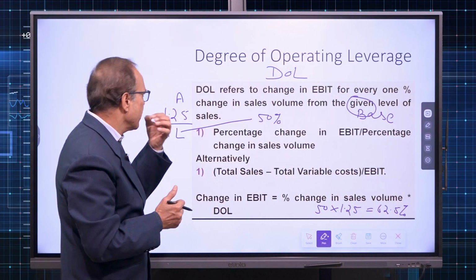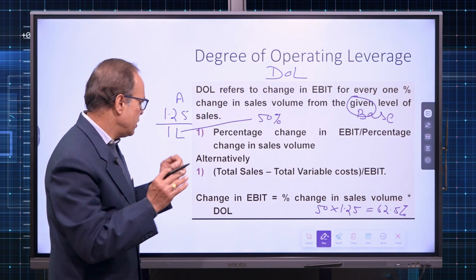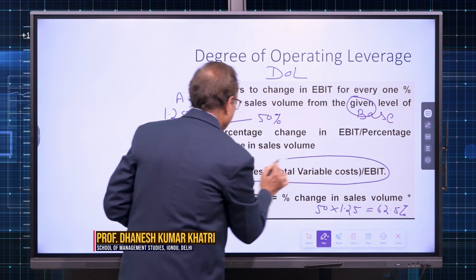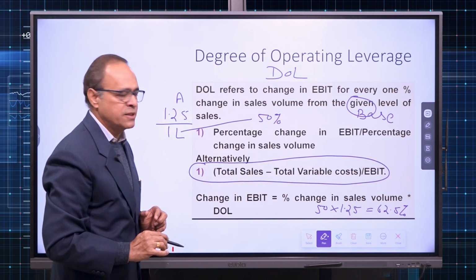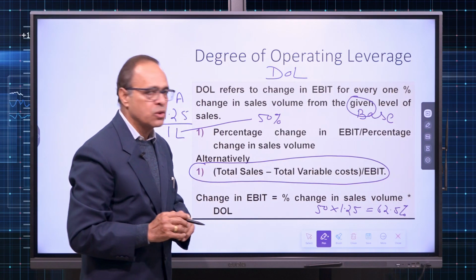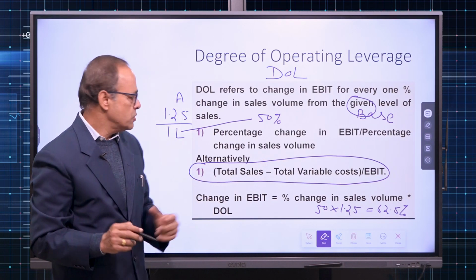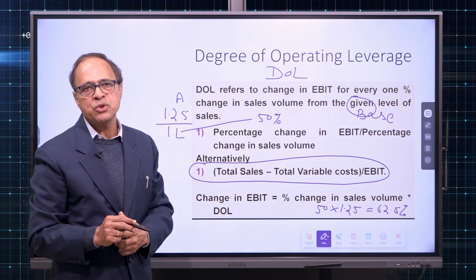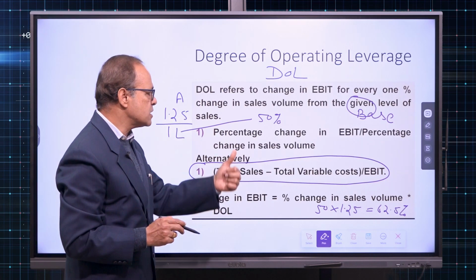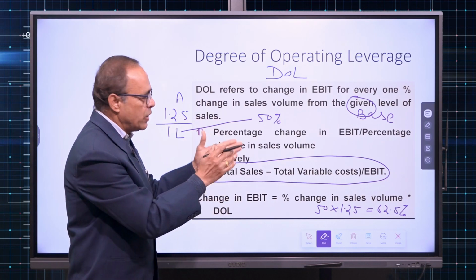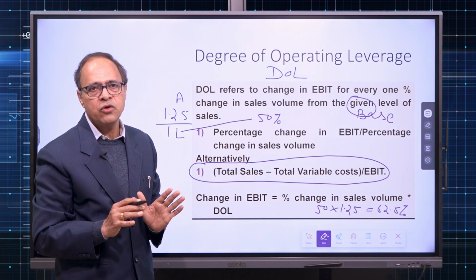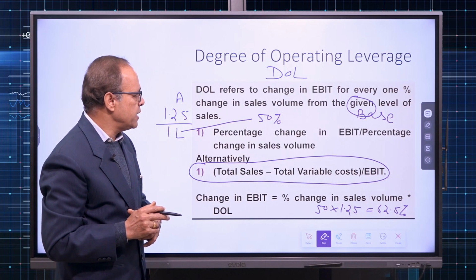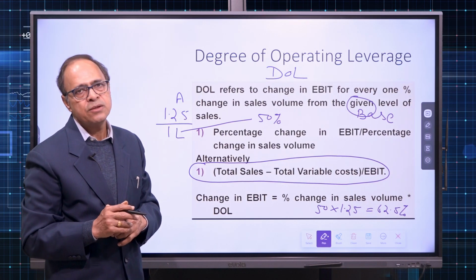Now the point comes, how do we calculate operating leverage? The best formula is the alternate formula. What does this alternate formula say? Total sales minus total variable cost divided by EBIT. You can see total sales minus total variable cost is also known as contribution margin. If you divide this by EBIT, for every level you can calculate the degree of operating leverage. Or you can use the first formula, percentage change in EBIT upon percentage change in sales volume.